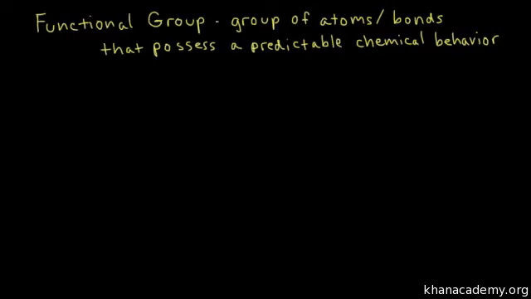A functional group is a group of atoms and bonds that possess a predictable chemical behavior. So we're going to cover the most common functional groups that you will see in a college organic chemistry class. And you can group them into three categories. The first category will have carbon with multiple bonds.